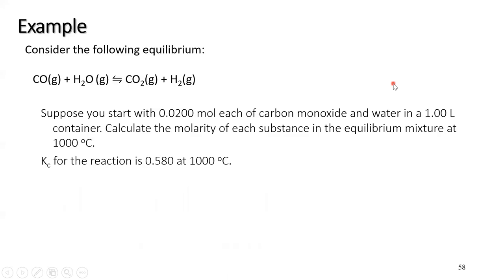Okay. All right, so let's look at another question. Once we get a feel for how these equilibrium problems go, they're all very similar types of problems. So for this one, we're given a reaction. It's a reversible reaction, it's at equilibrium. It says, suppose you start with 0.0200 moles of carbon monoxide and water in a 1 liter container, calculate the molarity of each substance at equilibrium, and it gives us K. So this time we're not calculating K. Really the questions are either we're given the concentrations or we can figure them out and we want to calculate K, or we're given K and we want to calculate concentrations. But we're always going to do the problems in a very similar way.